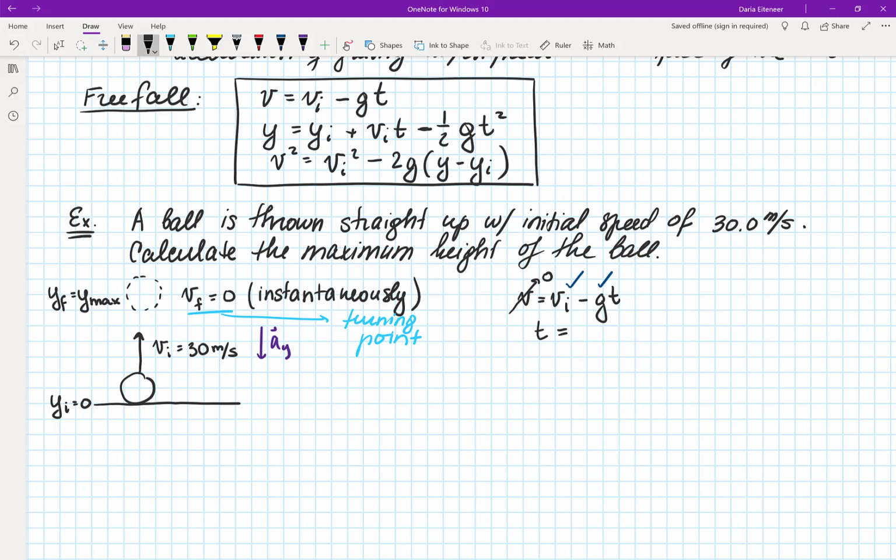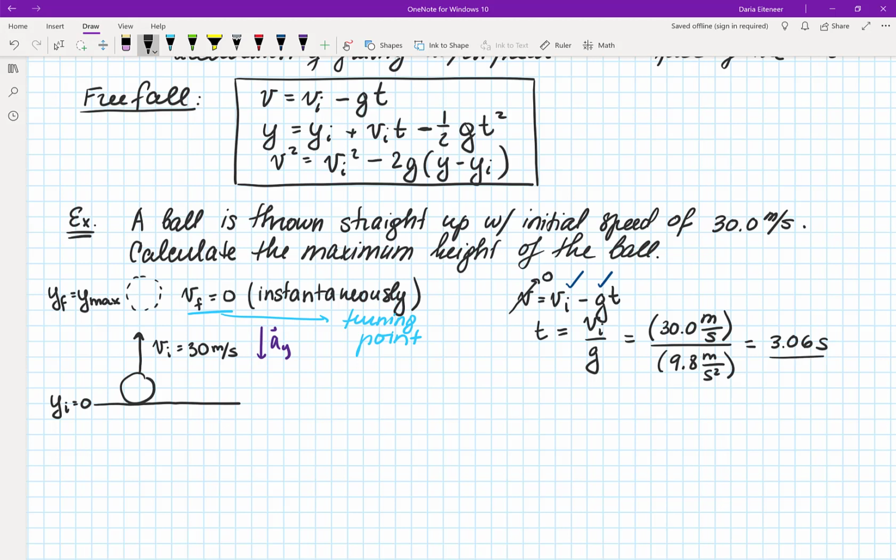So I'm going to write it like this. Okay, I solved for t algebraically. I'll talk about problem solving in a few minutes. Then we can plug in what we know. We know the initial speed of 30 meters per second. Obviously, g is positive 9.8 meters per second squared. We can plug all of that into the calculator and get 3.06 seconds.